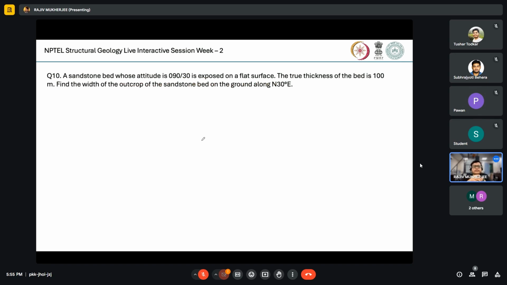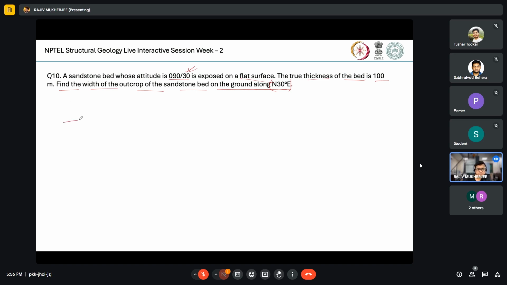So the last question here is that a sandstone bed whose attitude is 09030 is exposed on a flat surface, right? The true thickness of the bed is 100 meters. Find the width of the outcrop of the sandstone bed on the ground along north 30 degree east. So we have to calculate not only the apparent thickness but also along a particular direction. First solve this problem, where the dip amount is 30 degrees.